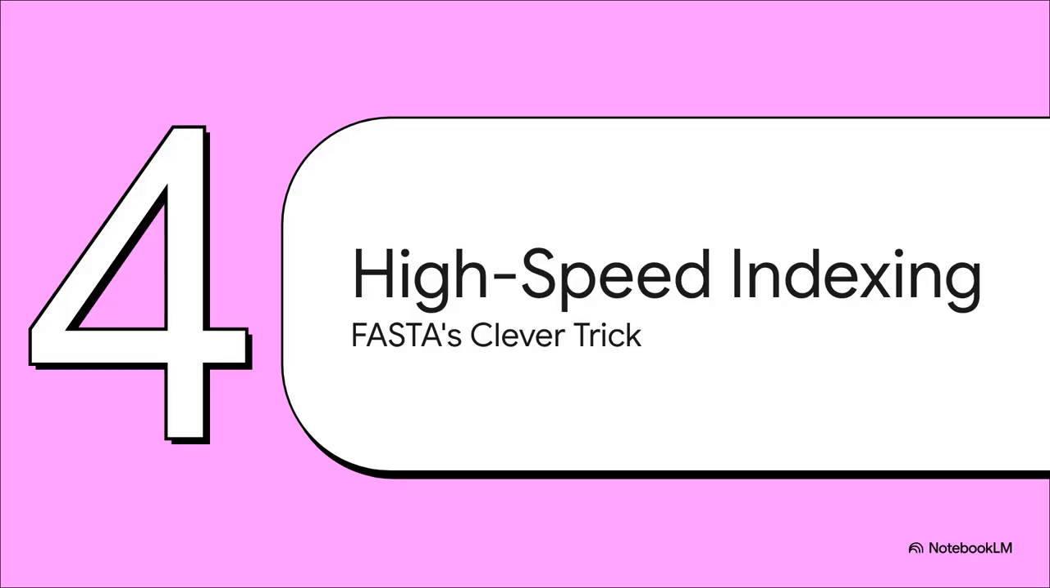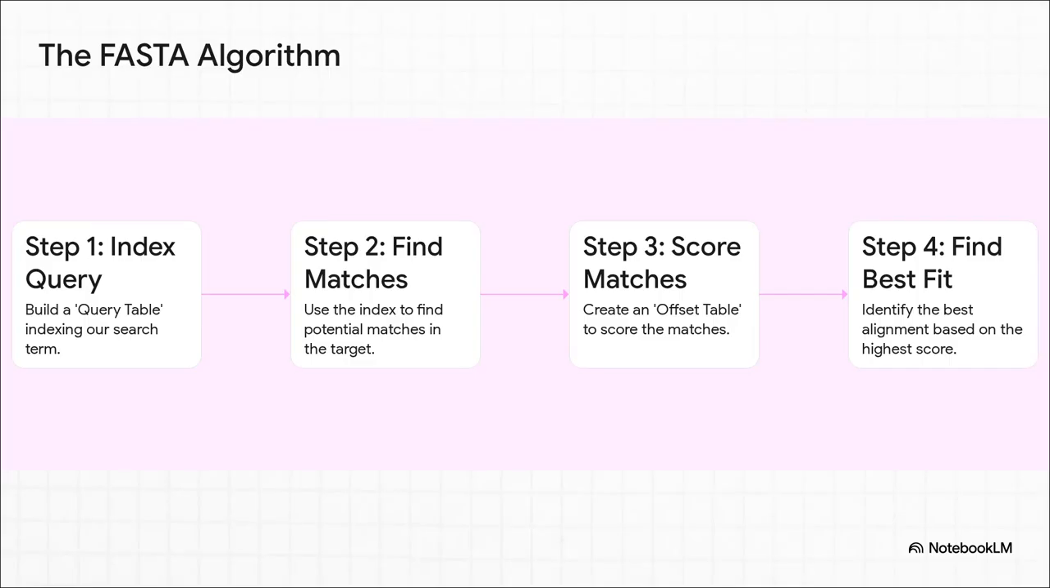And now, for the main event. We know how to score a search, but how in the world do we make it fast? This is where we get to the secret sauce, the high-speed indexing trick that makes FASTA so incredibly powerful. Now, the technical name for this is a hash table algorithm, which sounds a little intimidating, I know, but it really just boils down to 4 simple steps.